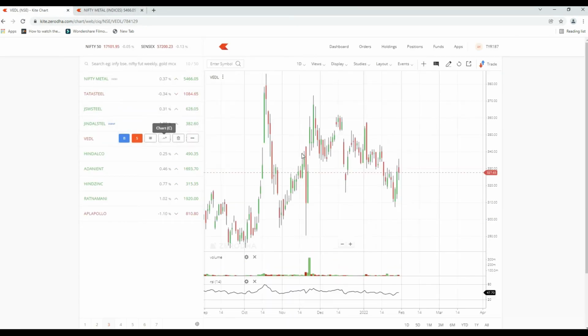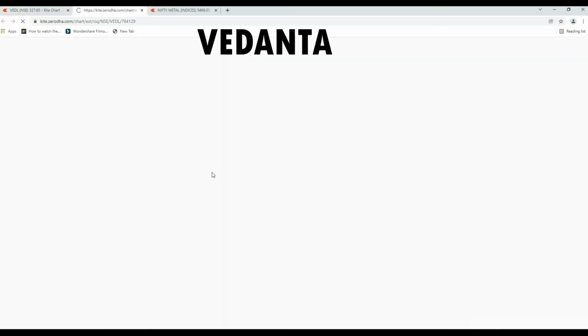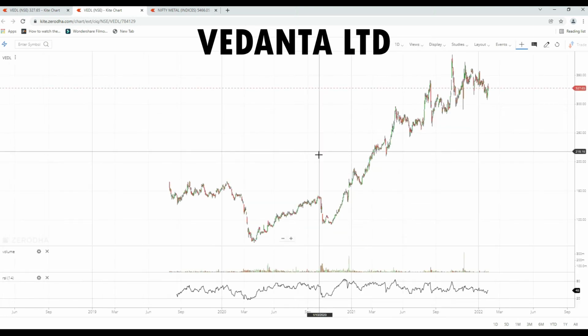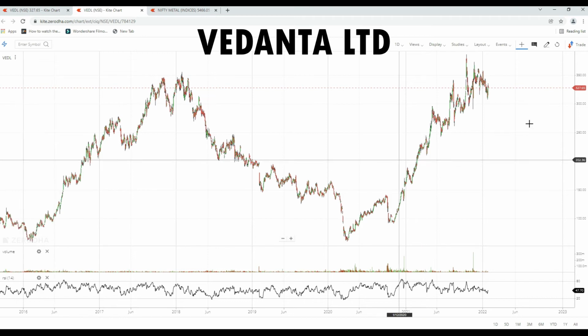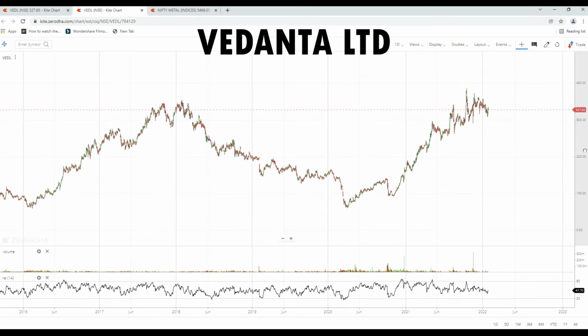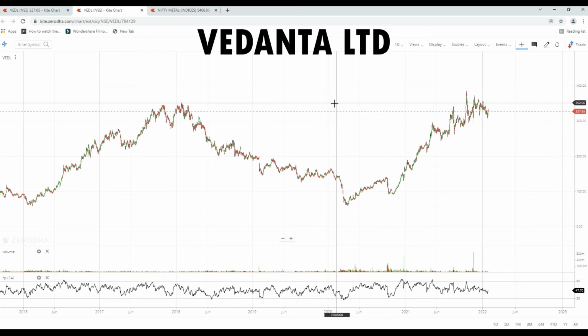And the next is Vedanta. Vedanta was down. There might be some buyback issue or something going on. I don't exactly know the news because I only follow the charts. Now this is a stock which is staying at the resistance. It is consolidating at the resistance range. You can see this is the resistance range.